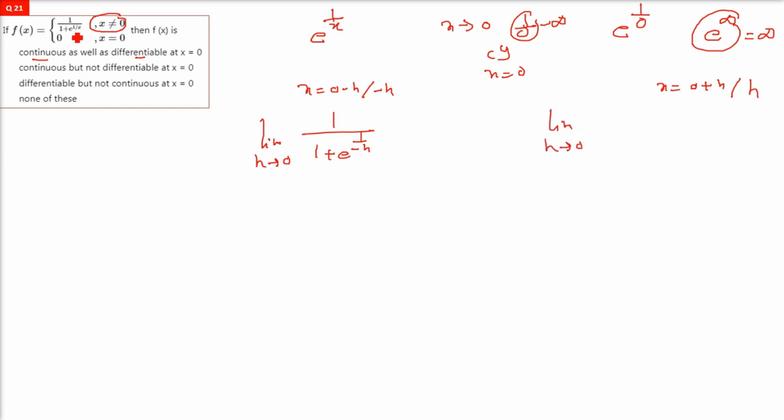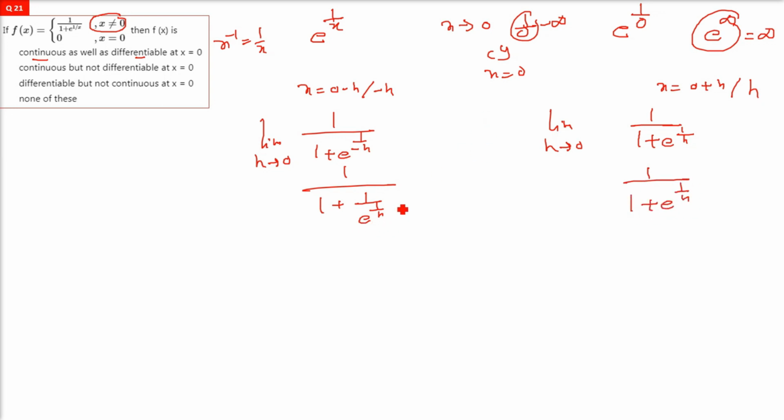So limit h tends to 0 on the left, you will get minus h in place of x. So 1 by 1 plus e raised to the power 1 by minus h. See, x to the power minus 1 is what? 1 by x. So e raised to negative 1 by h can be written as 1 by e raised to the power 1 by h. So 1 by 1 plus 1 by e raised to 1 by h.